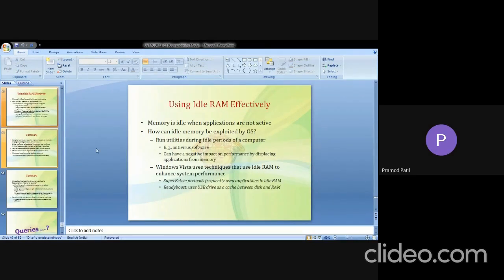Then, using the idle RAM effectively. Memory is idle when the applications are not active. How can idle memory be exploited by the OS? So how the RAM is going to be used for effective usage of your computer system when it is accessing different areas. That's what we are going to discuss. Here you can see how it works when used with Windows Vista or Linux. That's what we are going to see.